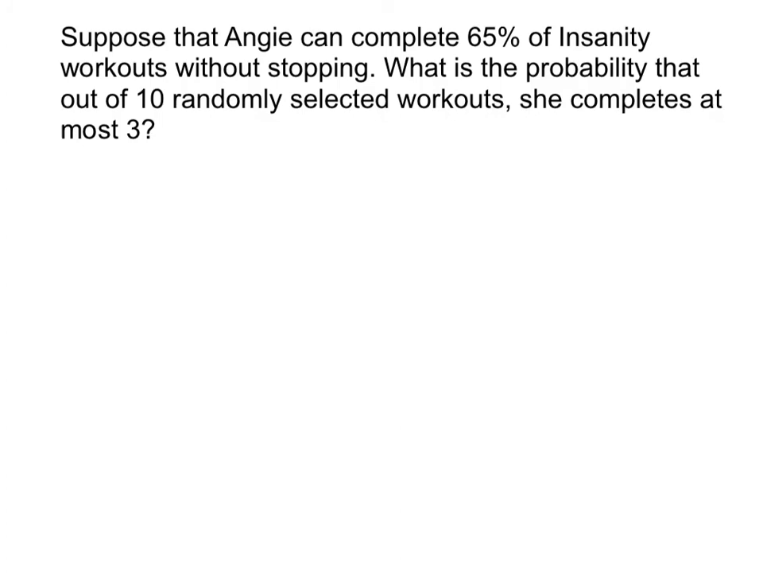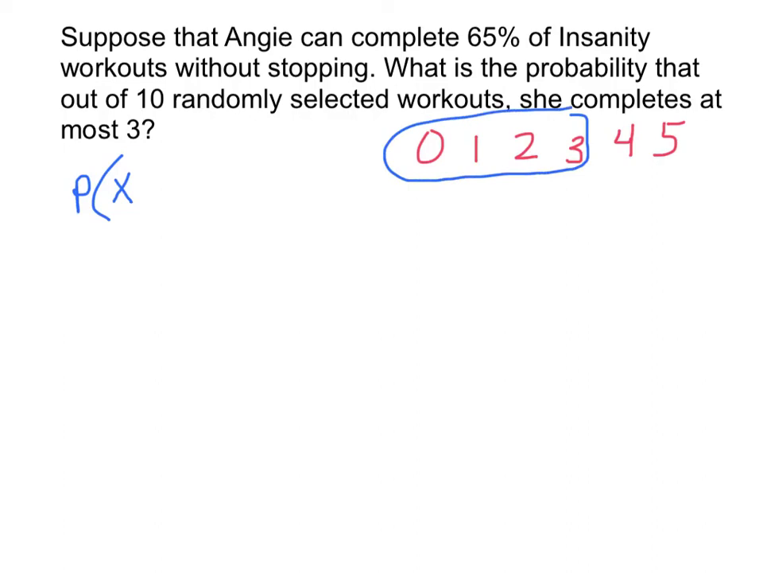So again, what is the probability now that Angie will complete at most 3? So I'm looking at the probability that I'm going to complete at most 3. Remember, at most 3 means 3 or less. So we're looking at these values here. These values on this side do not fit the scenario of at most 3. So we're looking for the probability that x is less than or equal to that upper bound of 3. And remember all of our facts here: probability of success is 0.65 and my n is 10.